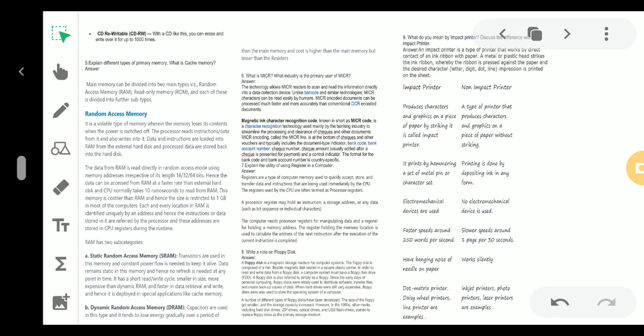Impact printer is the fastest, with speeds around 250 words per second, and the slowest speed for a non-impact printer is 1 page per 30 seconds. A banging noise of needles comes from the impact, but no noise is produced in the case of a non-impact printer. Examples: dot matrix printers and daisy wheel printers are examples of impact printers, and non-impact printers are inkjet printers and laser printers.